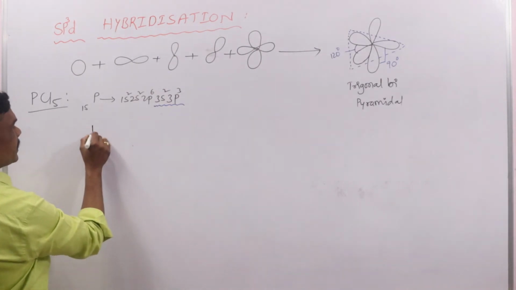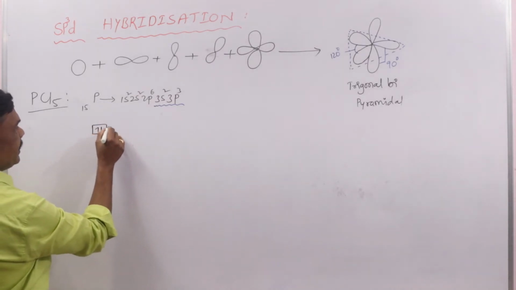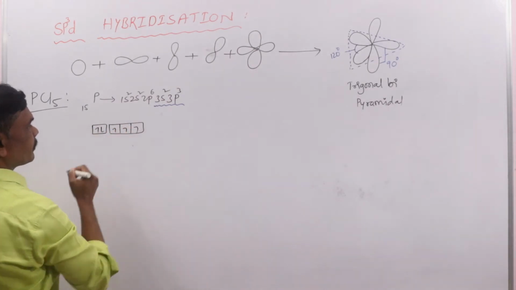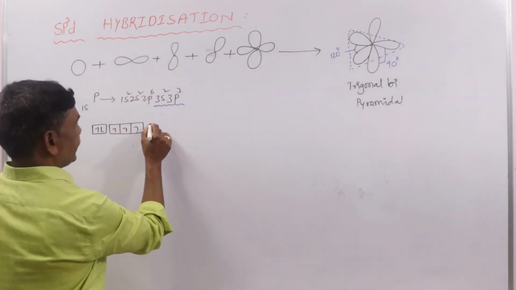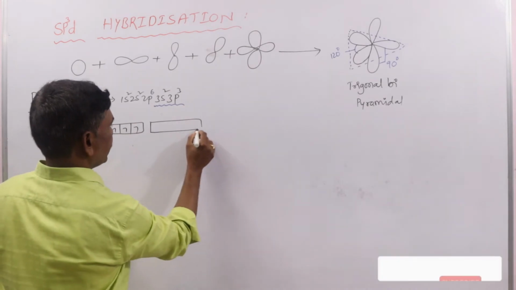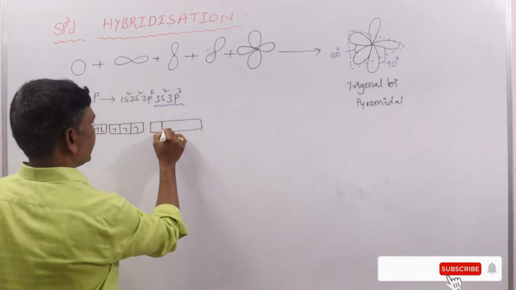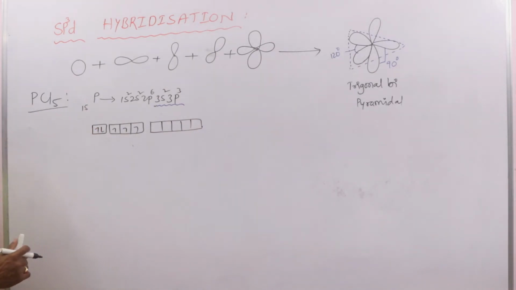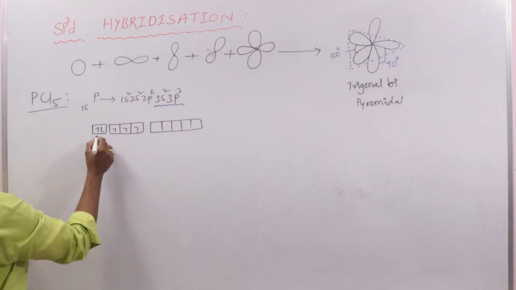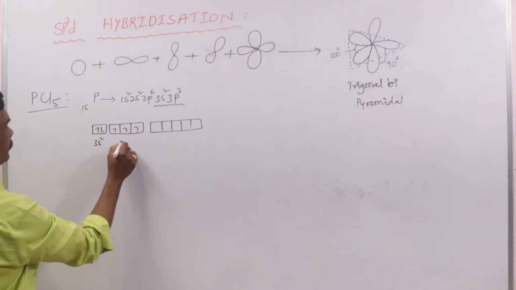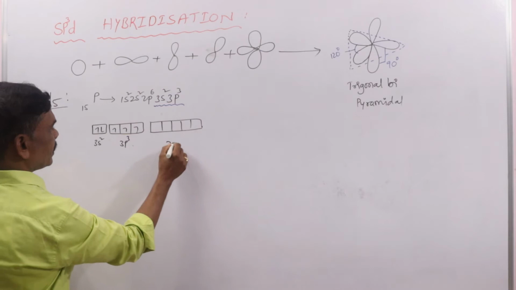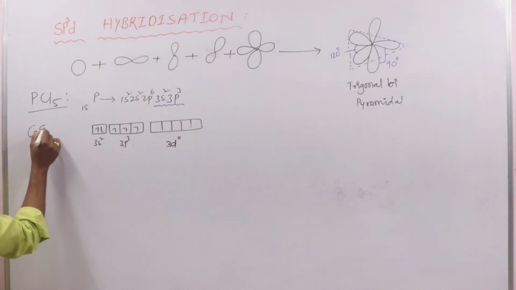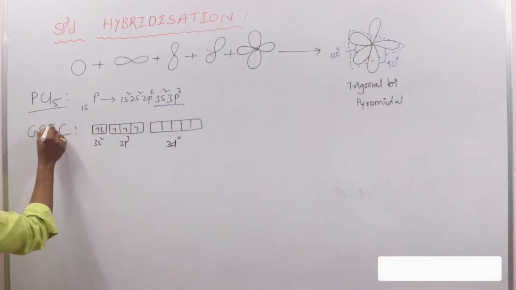Now I am writing the outermost electronic configuration 3s2, 3p3. We know that in the third energy level we have d orbital facility. This is a vacant d orbital. So this is 3s2, this is 3p3, and this is 3d0. This is also known as the ground state electronic configuration.